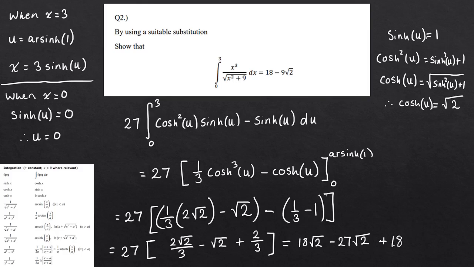Okay. And then at this stage here, we're pretty much done. We can see what we need to get. We need to get 18 minus 9 root 2. And the way we get that is just by collecting like terms. I've got 18 root 2 here, minus 27 root 2. So in that case, that gives me minus 9 root 2 plus the 18, or we should write it in the form of 18 minus 9 root 2. Okay, as required.